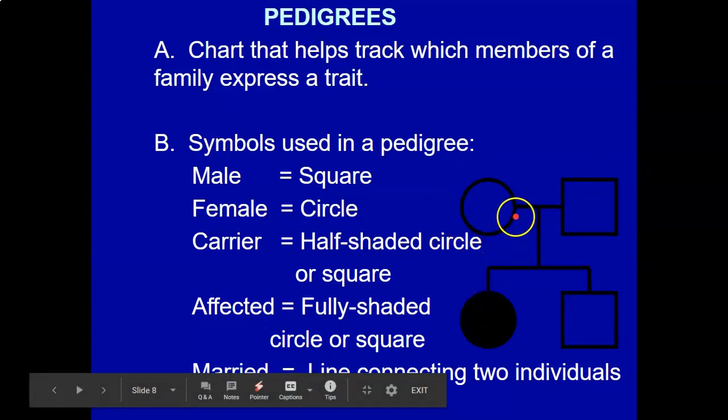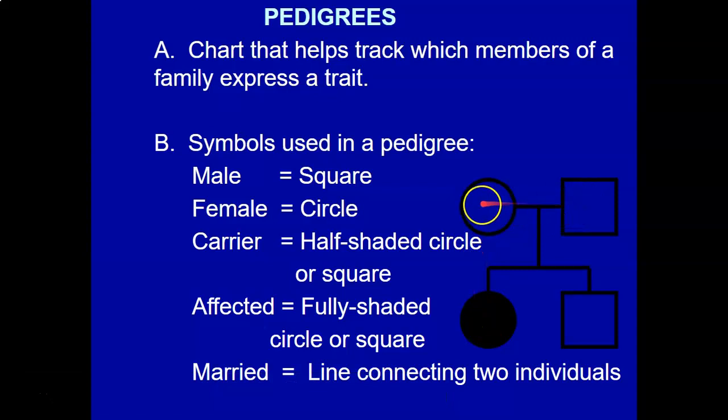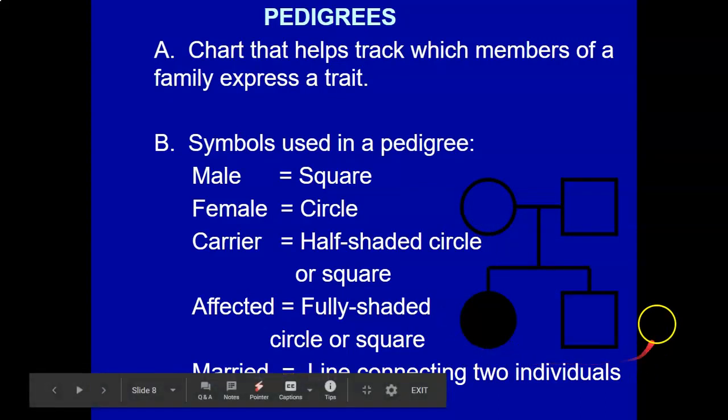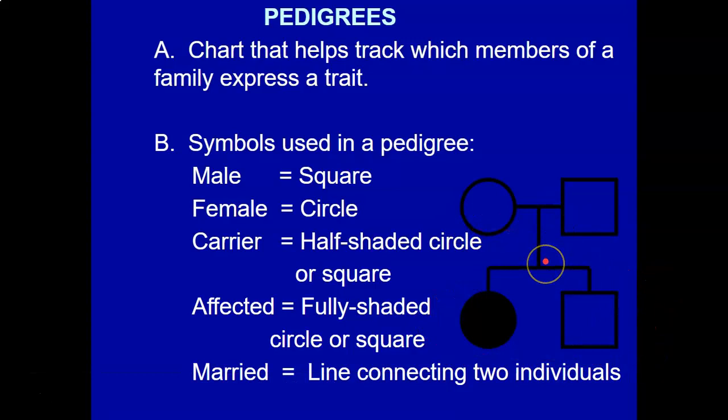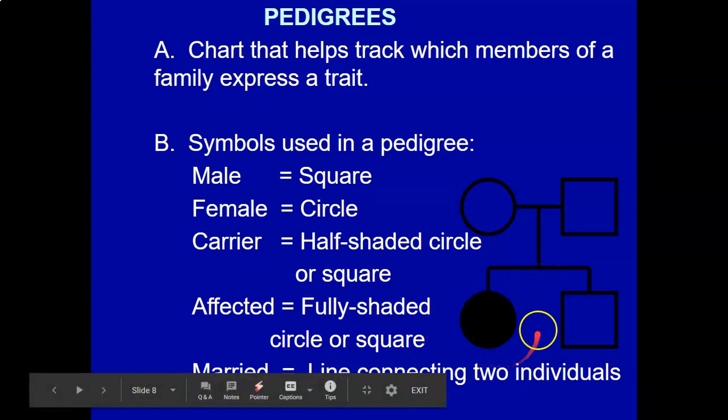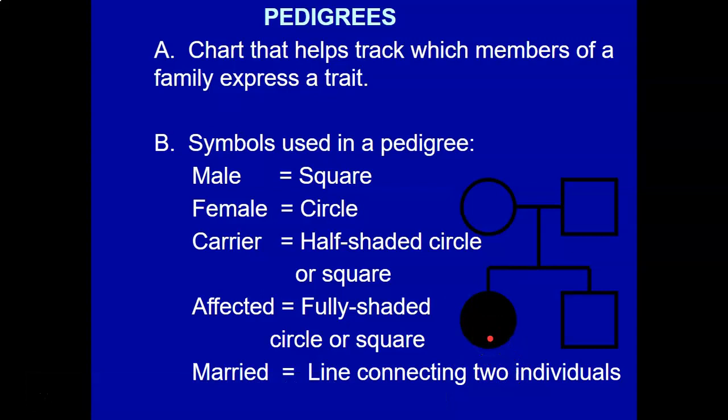Now, if you see a line between 2 individuals like this, that means these 2 people are married. The lines going down represent the children of these individuals. Now, if you see something shaded in, that means this individual has the trait that we're talking about. So if we're just looking at this little Punnett square, only this female has the trait.